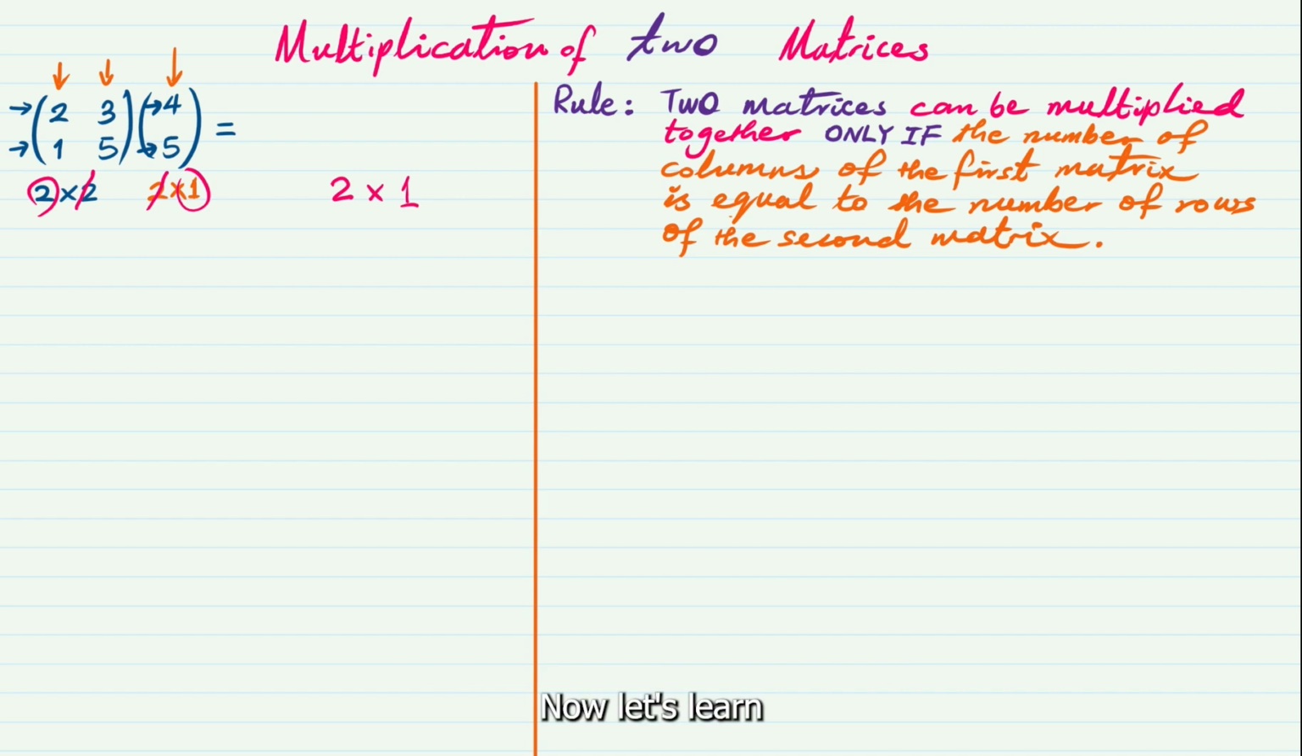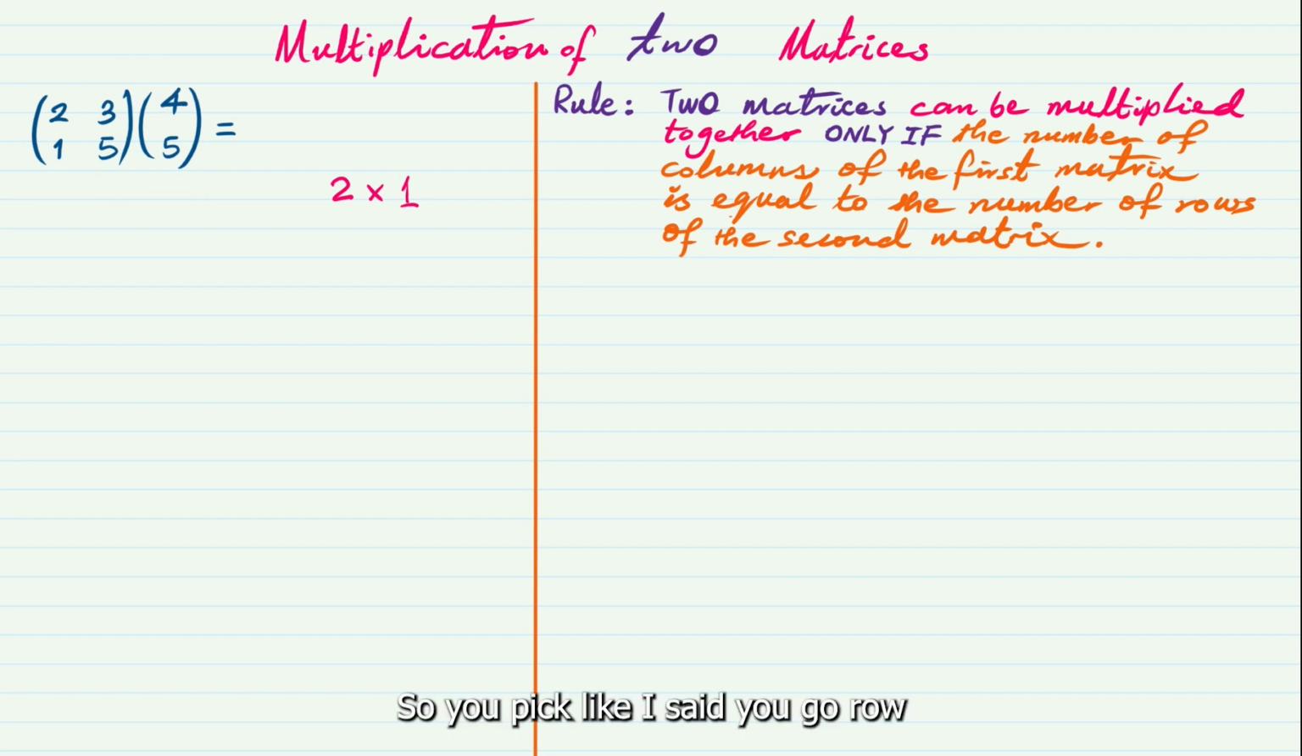Now let's learn how to multiply. Now to multiply, you go row multiplied by column. Okay, so like I said, you go row multiplied by column. Now how does this work? You pick the first one and then you multiply by the first one. So we're going to have 2 by 4.